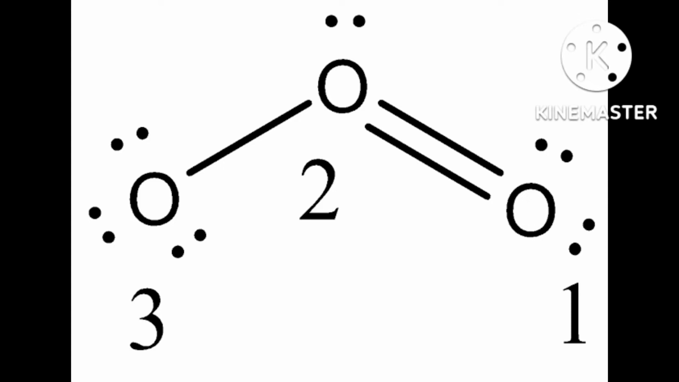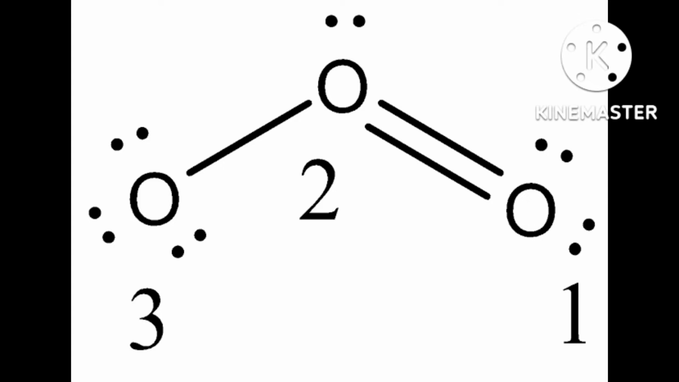Now, I am talking about O3, three oxygens. You can number them as first oxygen, second oxygen, third oxygen. Then how will you calculate the formal charge? For that, you first have to write the Lewis dot structure. Then what is the bonding? Between two oxygens, a double bond is there, and with the third one, a single bond is there.